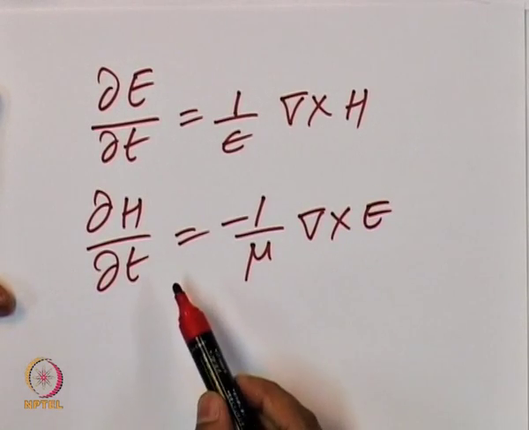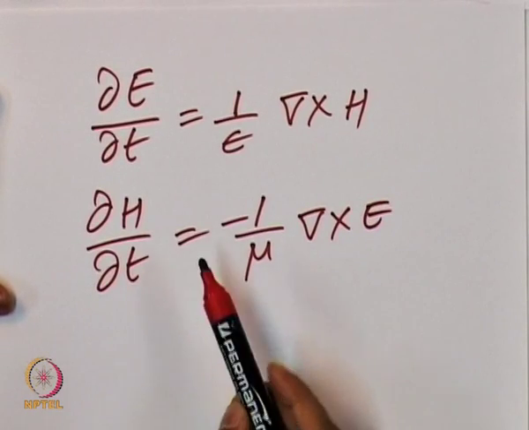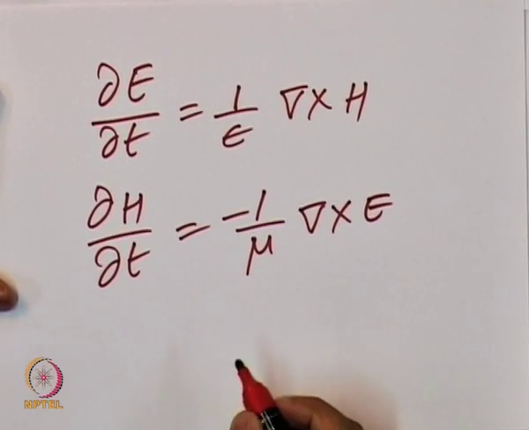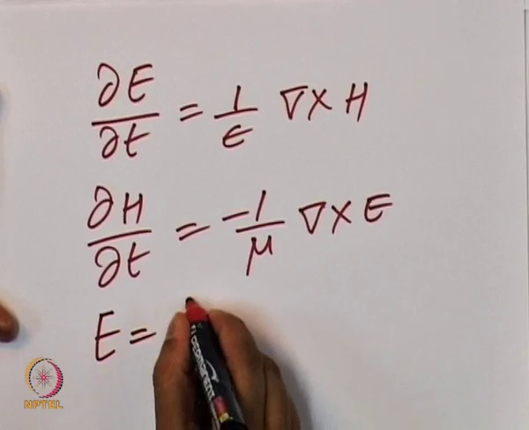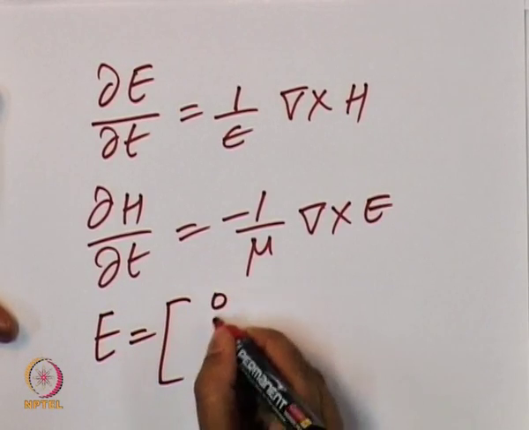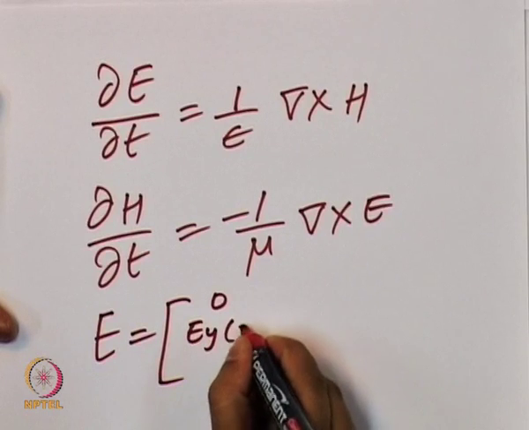This is a 3-dimensional equation. It has totally 6 components, but let us take a simple case where E has only a component along the y direction.